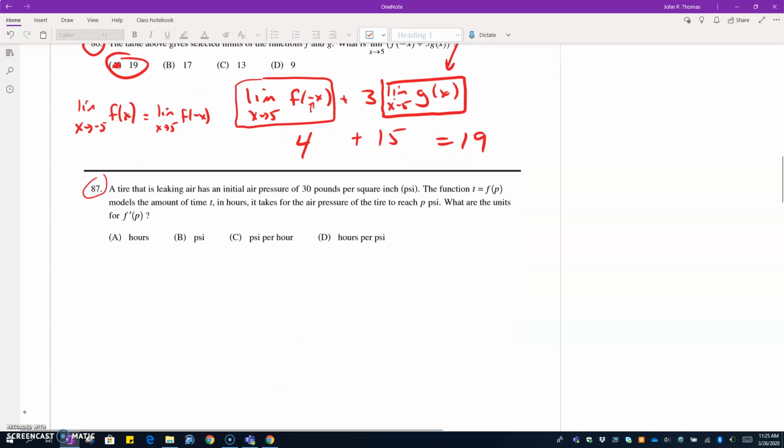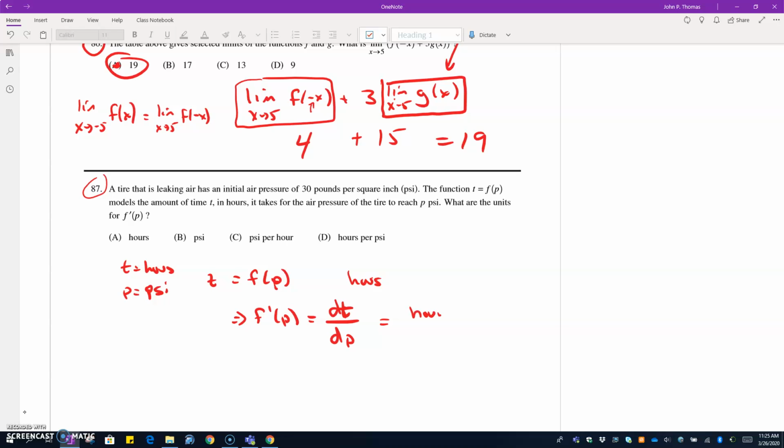All right, looking at 87, 87 is kind of a tricky one. It's a units question. So they tell us that t is in hours, and p is in psi. They ask us f of p, which equals t, so that's in hours. And they want us to find f prime of p. Now, that's really dt, so change in time with respect to change in pressure. So that's going to be hours per psi.